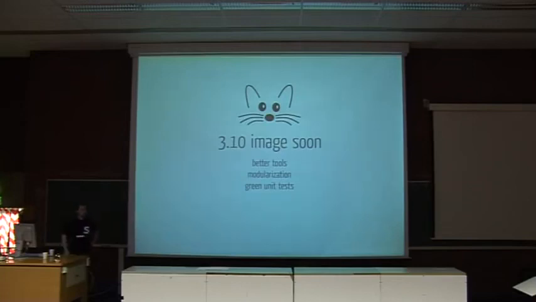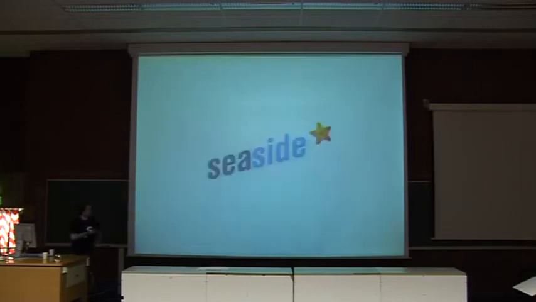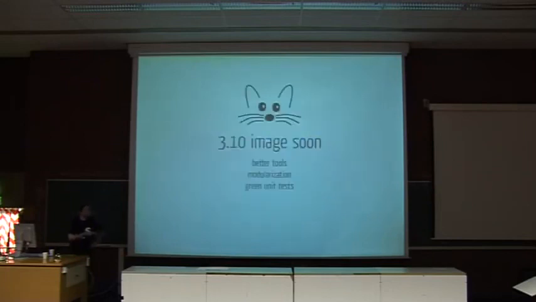Squeak was released in '96 by Apple, so it continues to evolve. Basically, we are more or less making one release per year of the base code. So the latest 3.10 should be available really soon. This release particularly has worked on getting better tools, better modularization, to be able to have a really kernel image and only what you want in there. And the whole process was based on having only green tests, passing tests in the image.